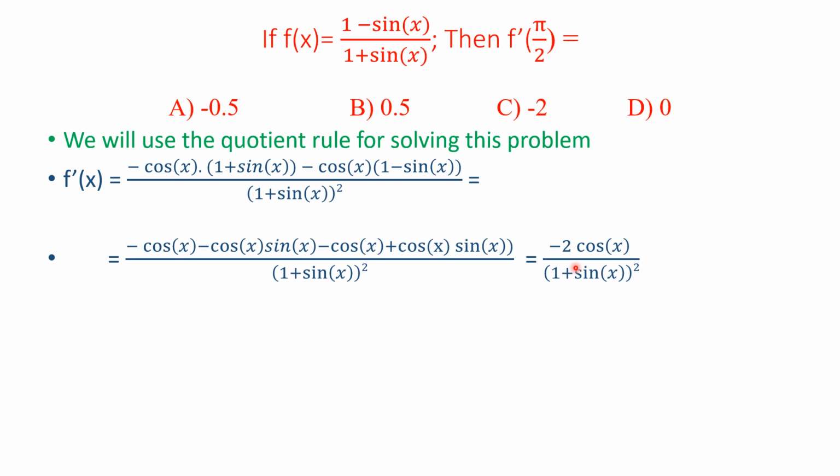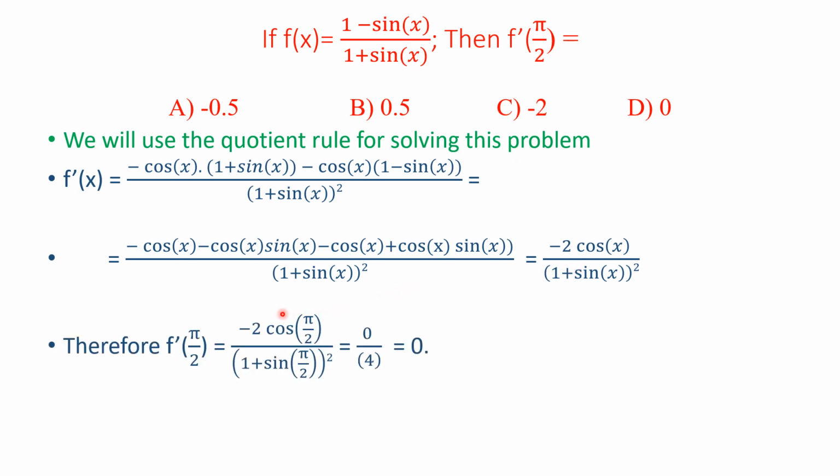Now we have to go to the next step, which is plugging in pi over 2 for every occurrence of x. So f prime of pi over 2 equals negative 2 cosine of pi over 2 divided by 1 plus sine of pi over 2 whole squared. But cosine pi over 2 is 0, so 0 divided by 4, it doesn't make any difference. That's going to give us 0, so the correct answer is 0, and that is option number D.